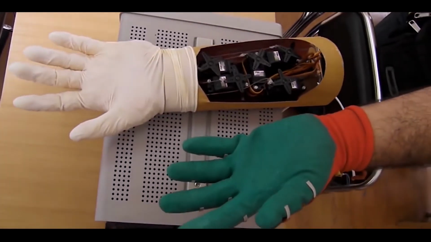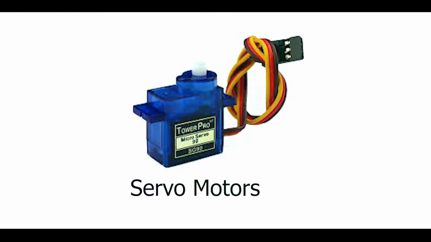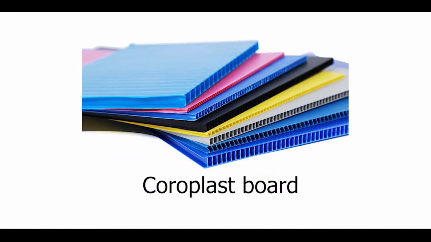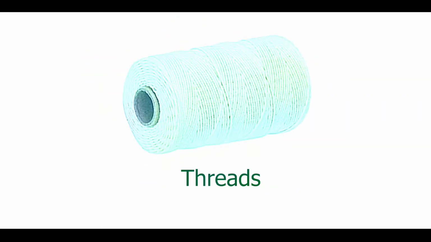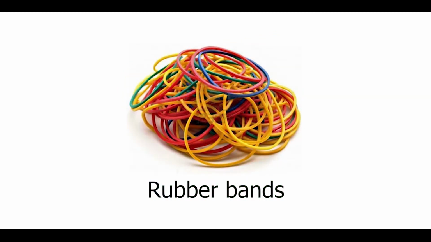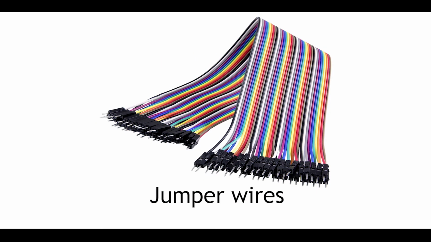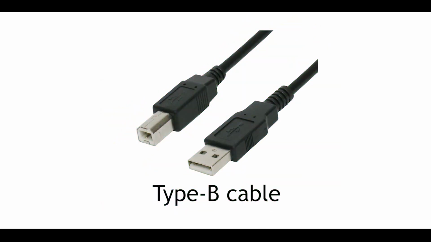For animatronic hand we require Arduino Uno, servo motors 3, breadboard, coroplast board, gloves, threads, rubber bands, cutter, nuts, feviquick, jumper wires, resistor, type B cable.